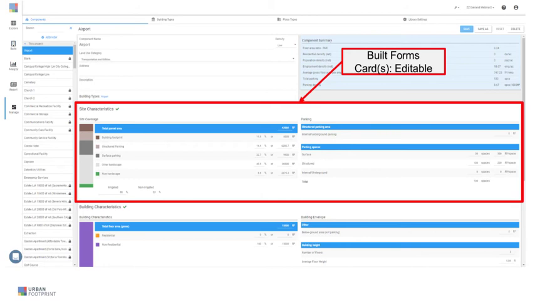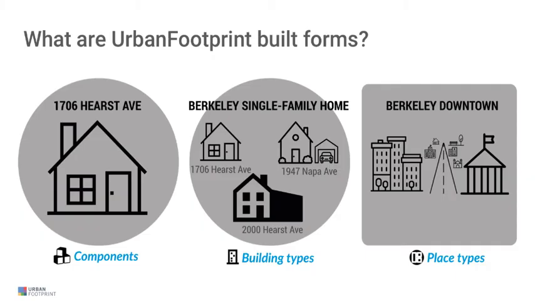So what is a built form? Built form in Urban Footprint consists of 3 different types of forms. There are components, building types, and place types. And each of these have their specific functionality and can consist of different makeups and house the characteristics that you want to give to built forms that you'll either be painting with or creating as you move through the build process. So we'll go into these in detail.